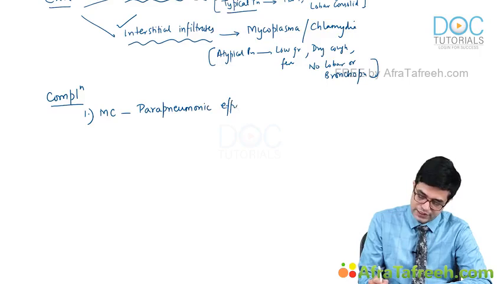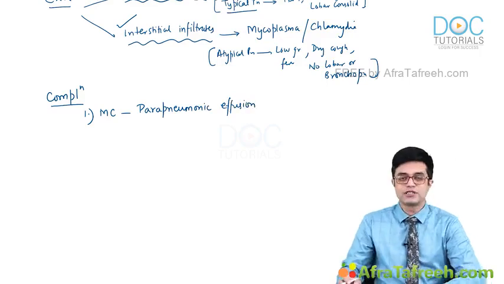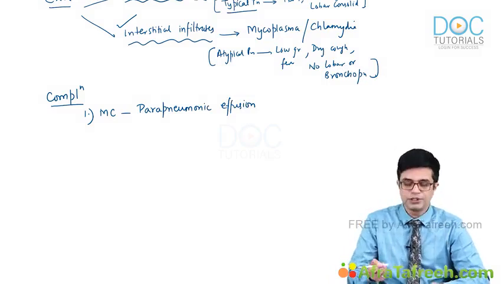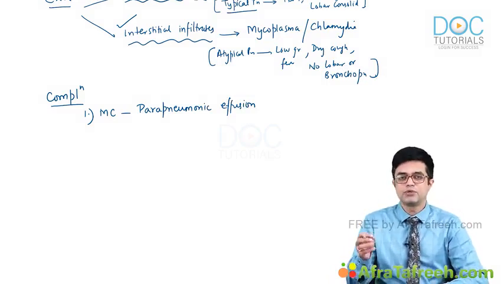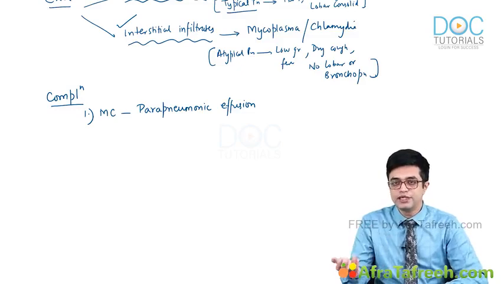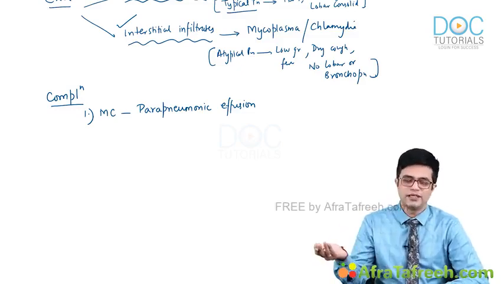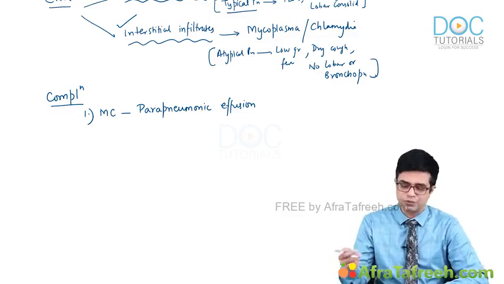Parapneumonic effusion means fluid collects in the pleural space adjacent to the pneumonic patch. That is considered to be the most common complication. This pleural effusion need not be mobilized, nothing needs to be done. You give antibiotic for the underlying cause, and this automatically gets reabsorbed. It is a reactive fluid formation.